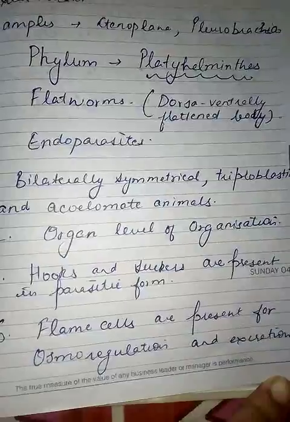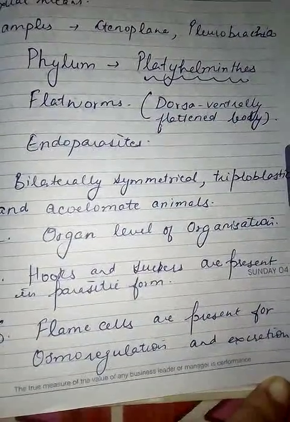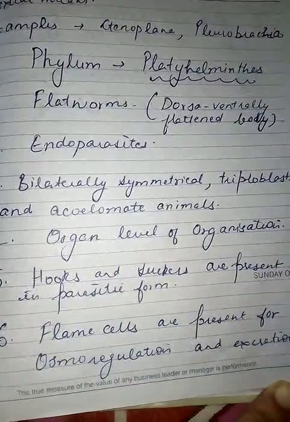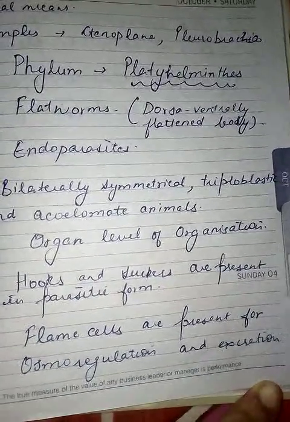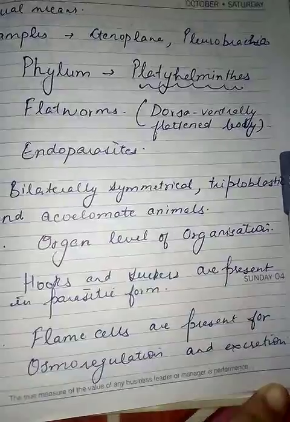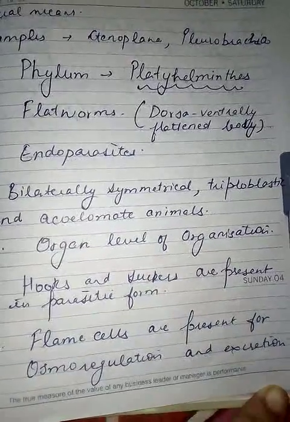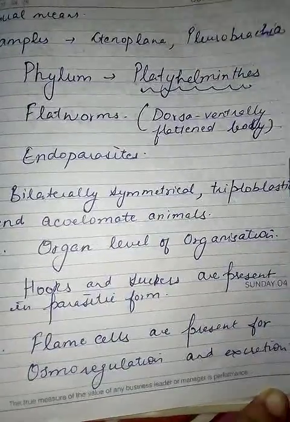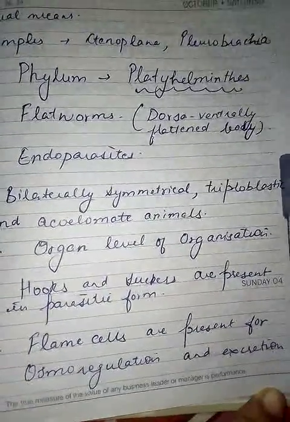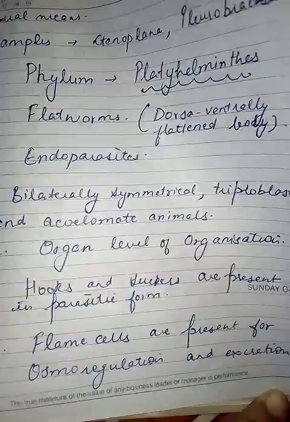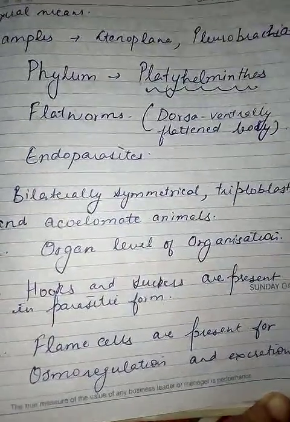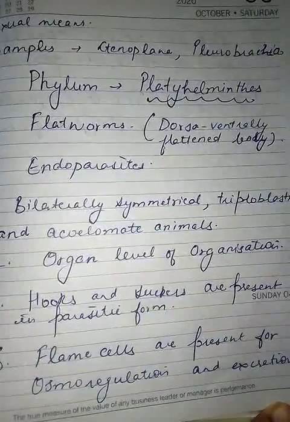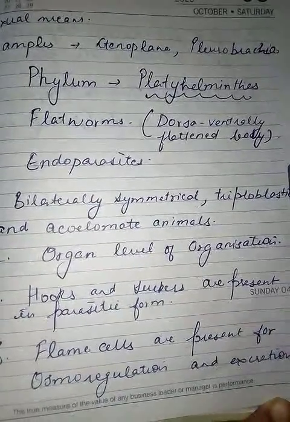Then a very important feature of Platyhelminthes you have to remember is flame cells. Flame cells are present in Platyhelminthes. What is the function of flame cells? Osmoregulation or excretion. Osmoregulation means salt and water concentration is maintained by flame cells. Osmoregulation and excretion are the functions of flame cells.